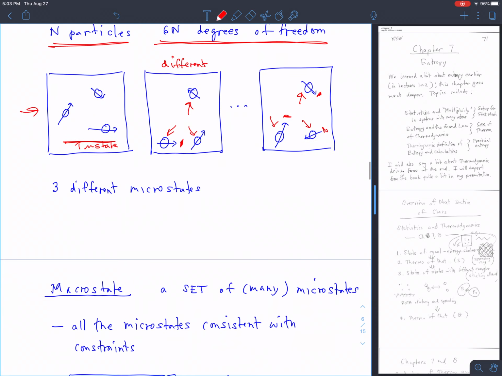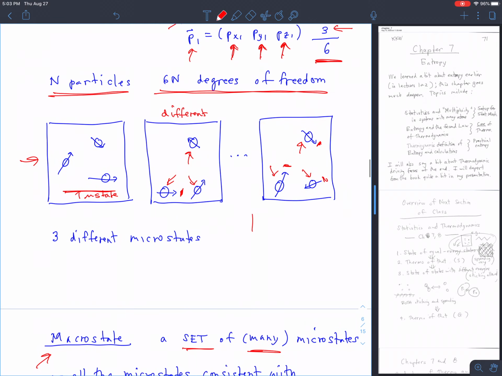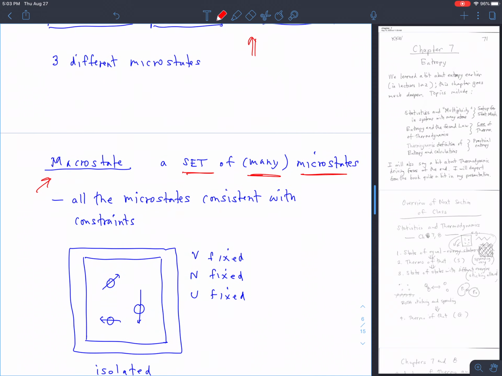On the other hand, a macrostate is a set of usually a very large number of these microstates. So instead of being just one microstate, it's a whole collection of them. And this quantity W that we talked about is the number of microstates in the set.